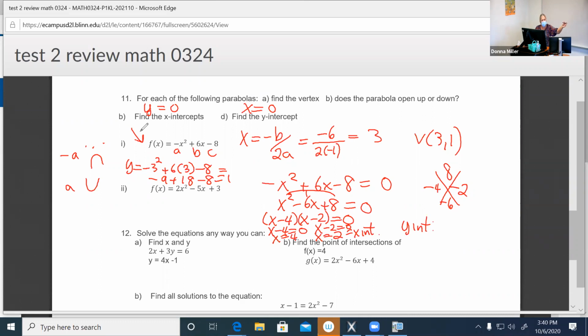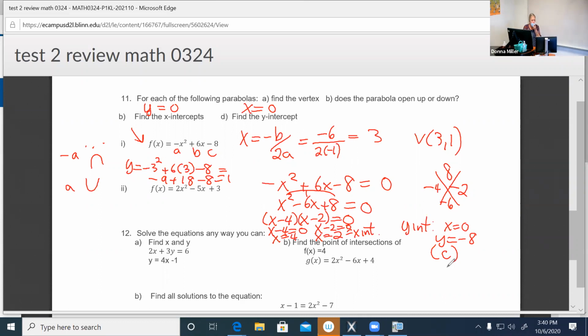So -8, the c is the y-intercept, right? ax squared plus bx plus c, c is the y-intercept. If x equals 0, I get y equals -8. Note it's always c, right? That's your y-intercept.